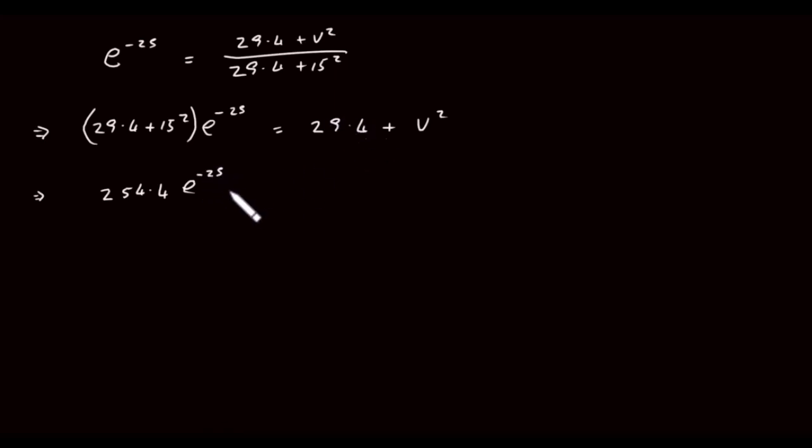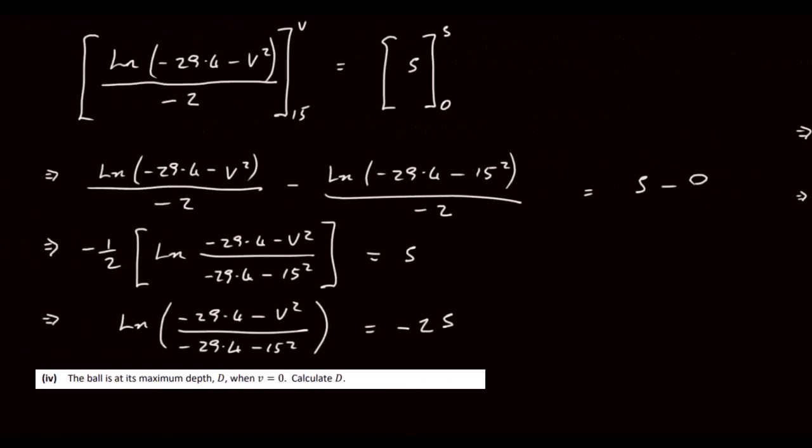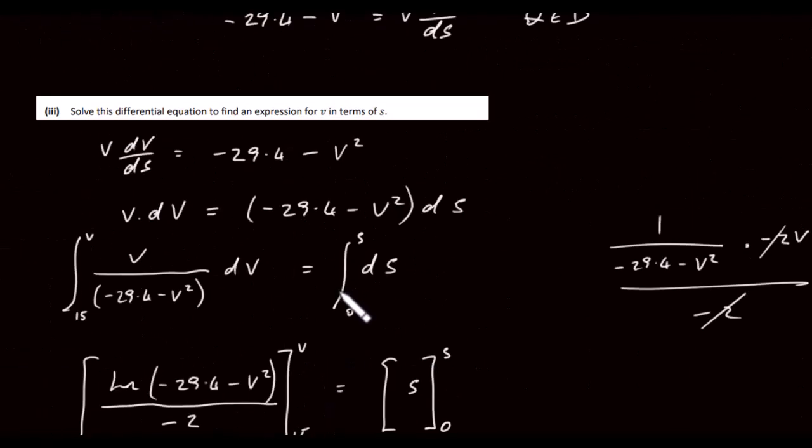I'm going to bring this over, so it's minus 29.4, and that'll leave me with a v squared, so I'm just going to square root both sides as well. So that's what I'll end up with: the square root of 254.4 e to the power minus 2s minus 29.4 is equal to v. And that's really it. That's our equation for v. I think that's really all we had to do here. Let me just double check that.